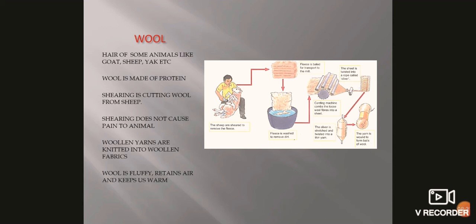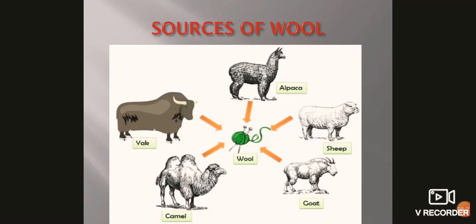The wool fiber is fluffy, it retains air, and thus it keeps us warm. Then here is a picture which shows animals which actually give us wool. The sheep, the goat, camel, the yak, and alpaca.